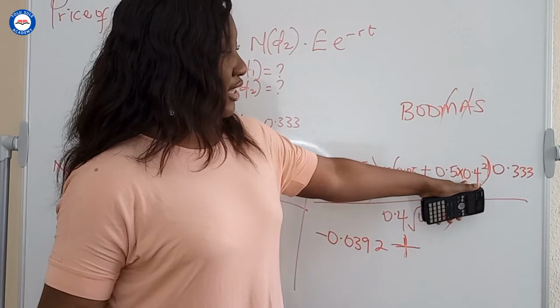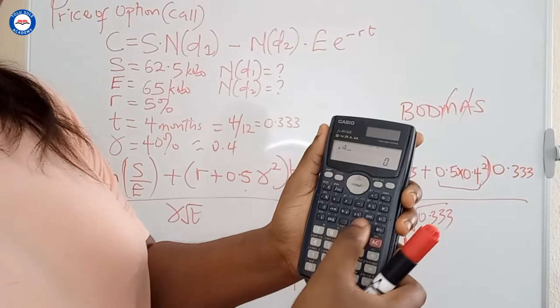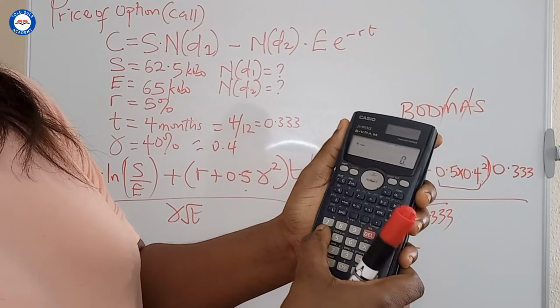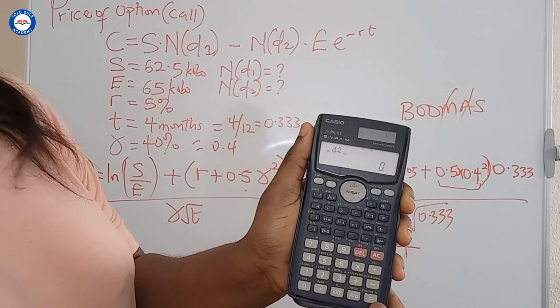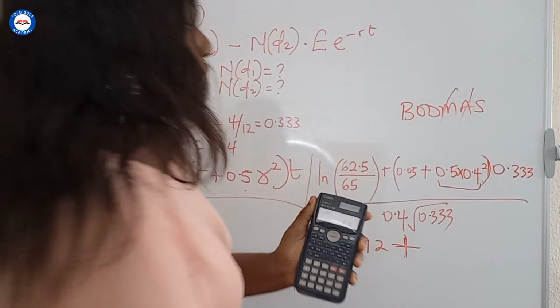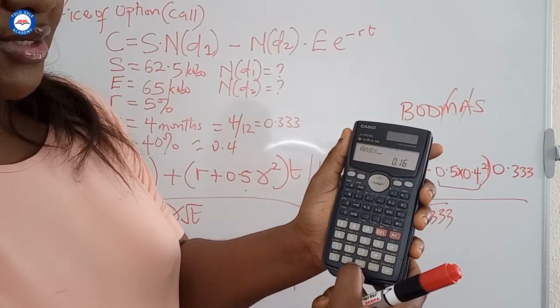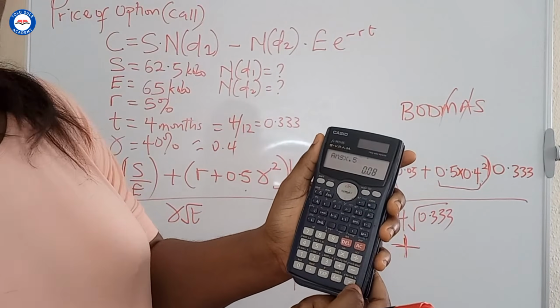0.4 square, that's where we start from. 0.4 raised to power 2. 0.4 raised to power 2, that's square, will give you this. Then you multiply by 0.5 times 0.5, you get this.